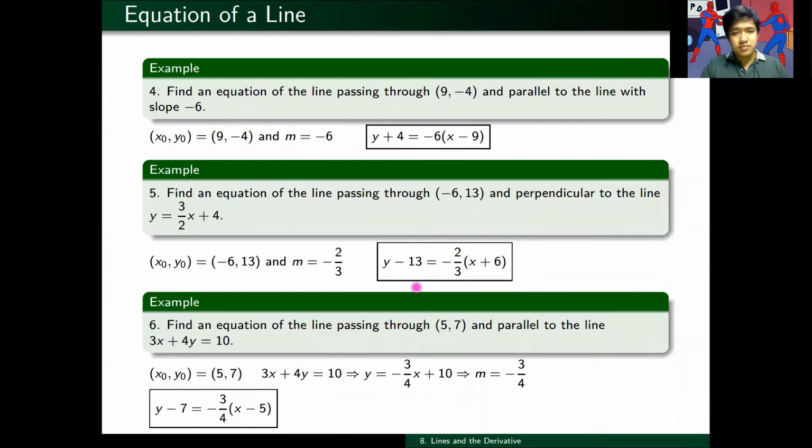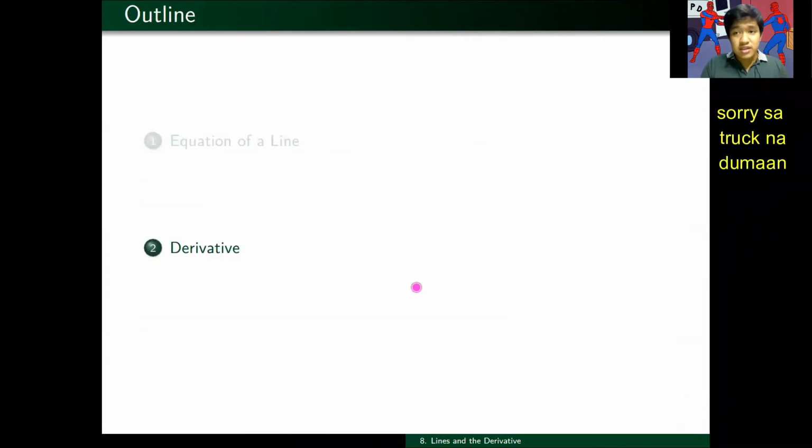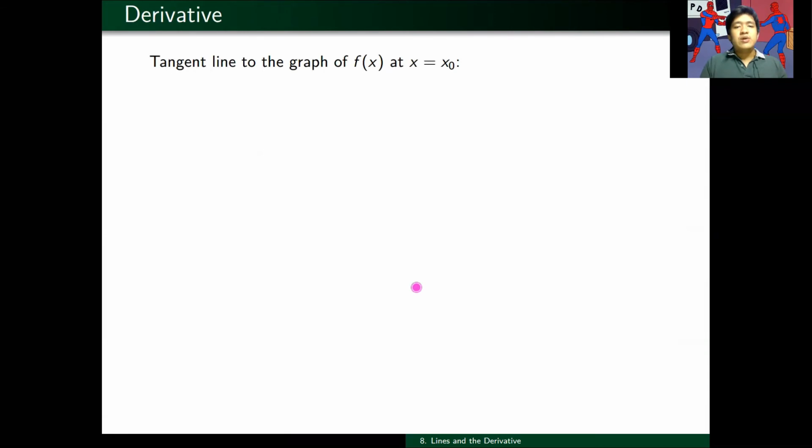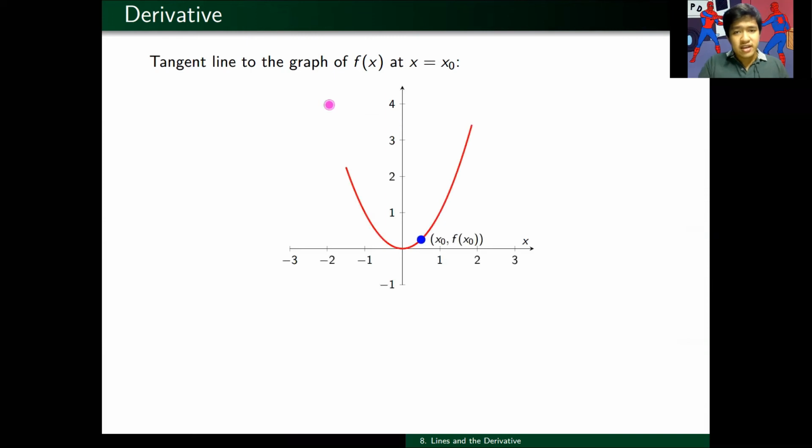Now, we are ready to talk about the concept of your derivative. Okay, so halimbawa meron kang graph na f of x, no? Ganito yung graph niya. Tapos itong x0, f of x0, is a point in the graph of f of x. Yung tangent line sa graph of f of x, pag sinabing tangent line, it's a line that passes through only once. So, isang line na dumadaan lang sa point na to, it looks something like this.